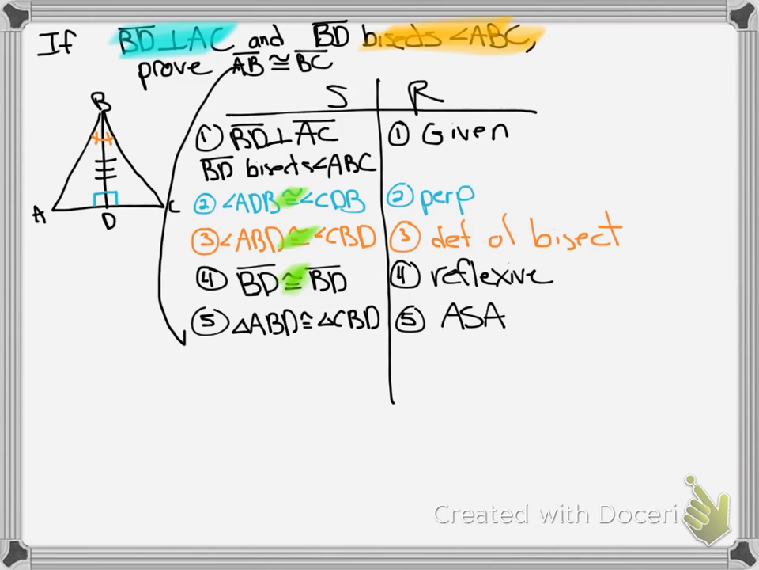Now I can say what they wanted me to prove. AB is congruent to BC. And it's because congruent triangles means congruent parts.